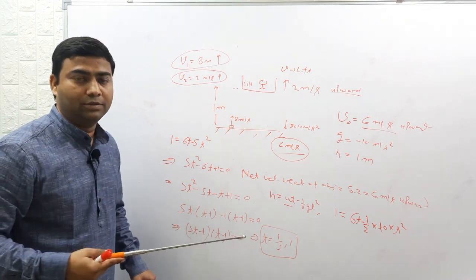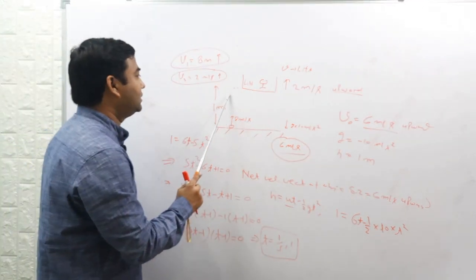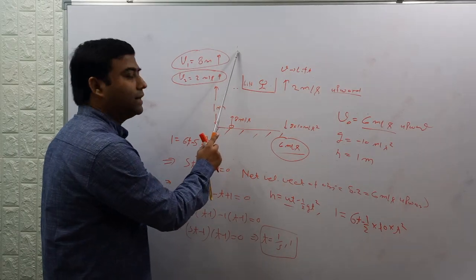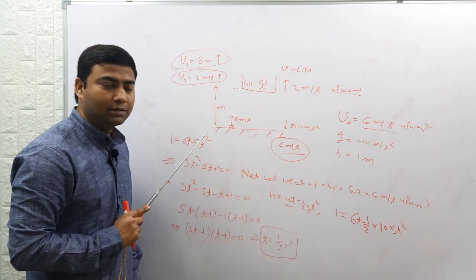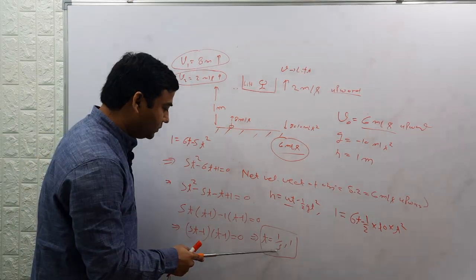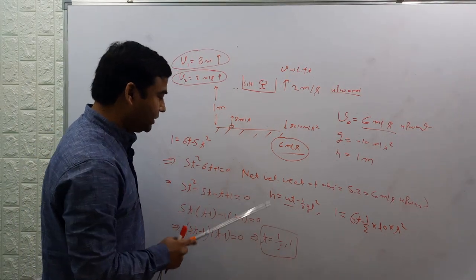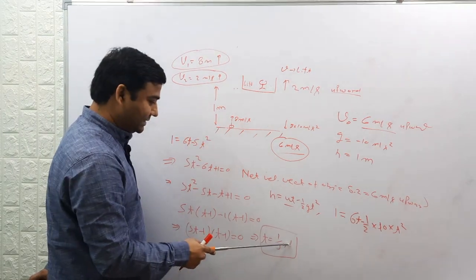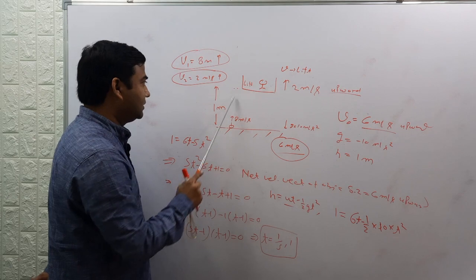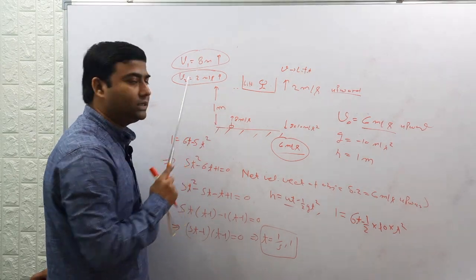There will be 2 times. First, it will cross the floor going upward. Second, it will cross the floor going downward. So the first time, that is 0.2 second, it will cross the floor and go upward. And the second time, that is 1 second, it will cross the floor and move downward.